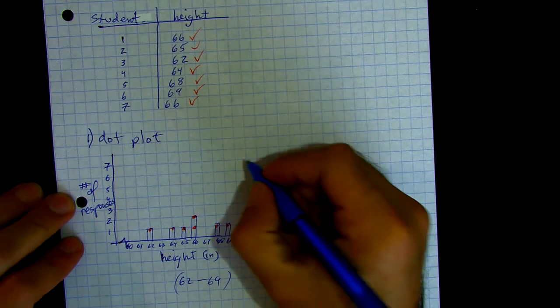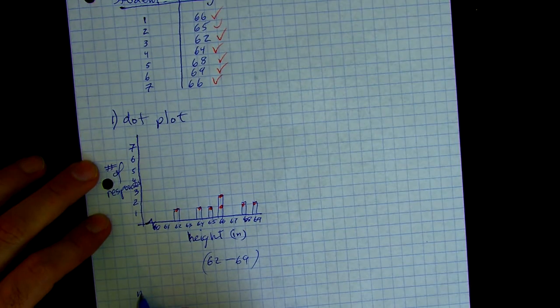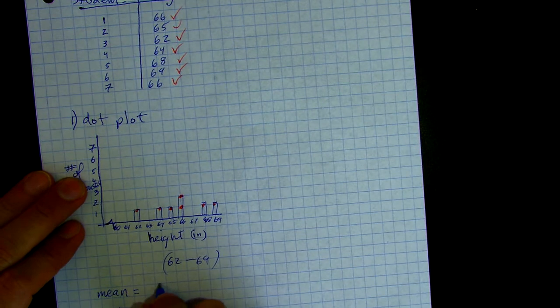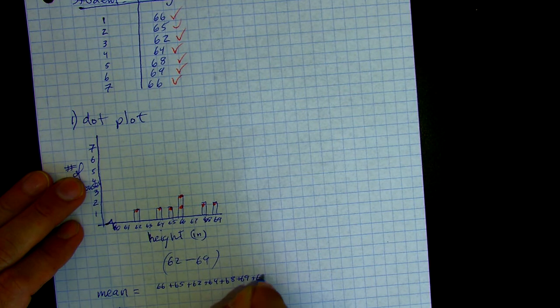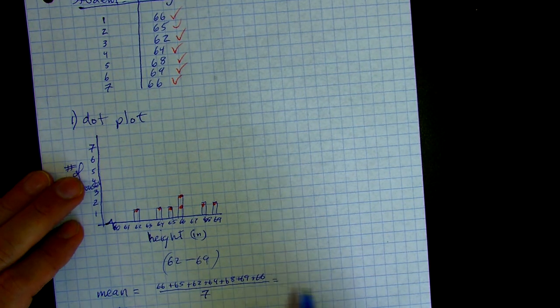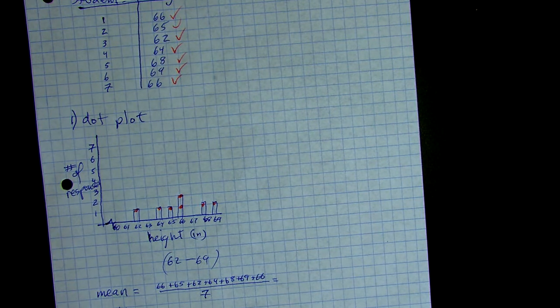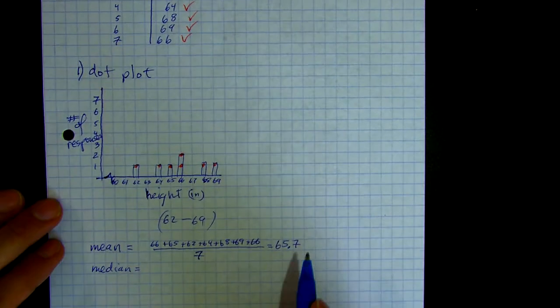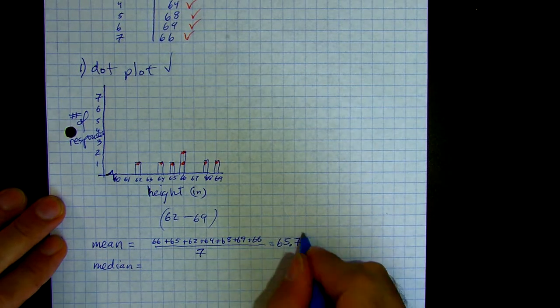All right, next we had to, for number 1, we had to find the mean. We had to find the mean and we had to find the median. Okay, so if I'm finding the mean, I need to take all my numbers, all right, 66 plus 65 plus 62 plus 64 plus 68 plus 69 plus 66, and I need to divide it by the number of entries. There's 7 kids. So when I do so, I end up with a mean of 65.7. Okay, so we have our dot plot. Good. We have our mean.